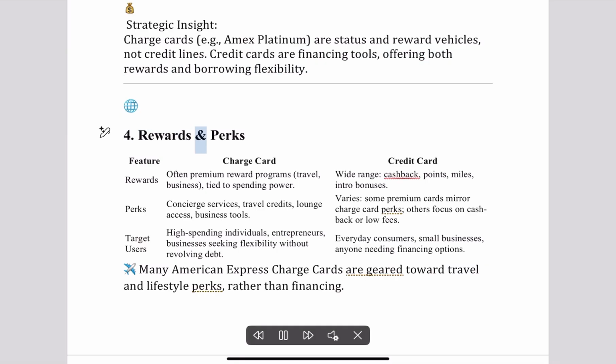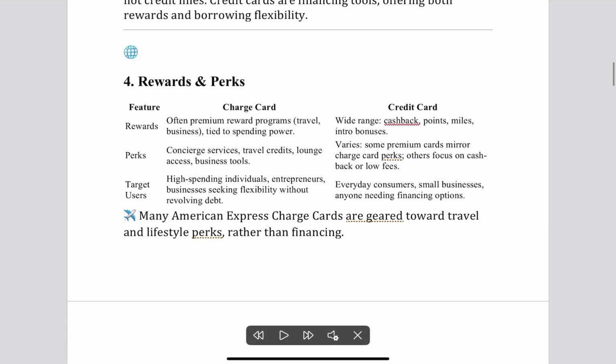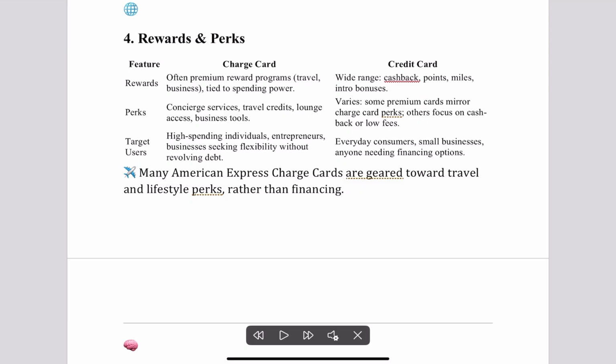4. Rewards and perks. Okay, we're going to talk about the rewards and the perks of these different cards. Once again, I apologize, guys. I'm trying out some new systems and stuff. I'm not really a YouTuber or things of that nature, so bear with me, please. Let's continue.